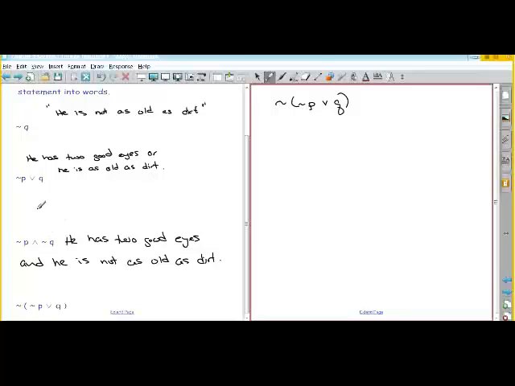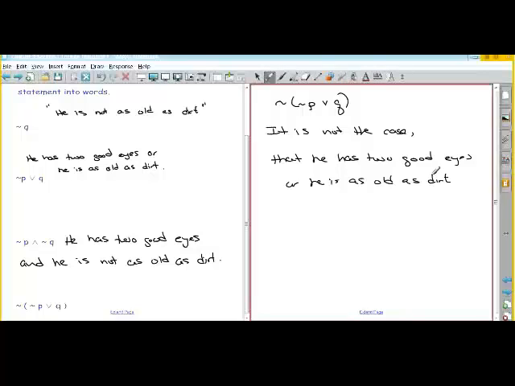So what you do in this case is, since we pretty much have the original statement, this additional negation would be, it is not the case. So the negation I'm just representing as "it is not the case." And then I go back here to where I've already done this. It is not the case that he has two good eyes, or he is as old as dirt.